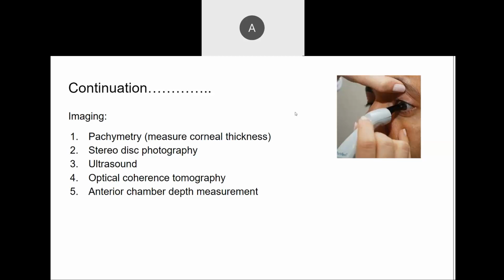Okay, bila kita measure IOP tu, kita tak tahu is it a true reading or a false reading. Sebab every patient is different, they have different corneal thickness. So pachymetry ni, dia akan nak measure corneal thickness ni ada related to IOP. Yang ni advance sangat, tak expect you all to know and to learn in detail.